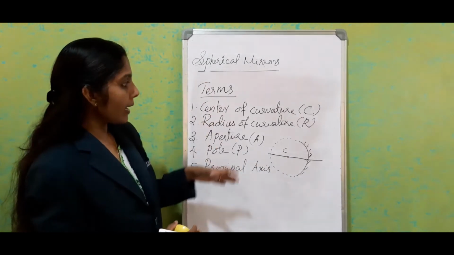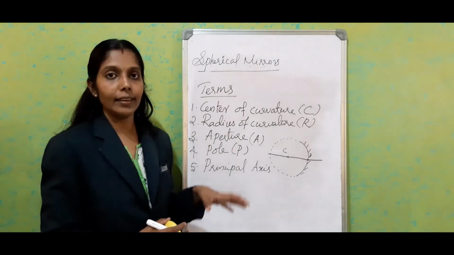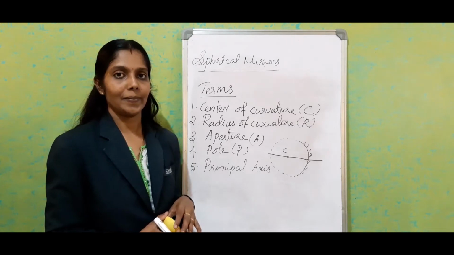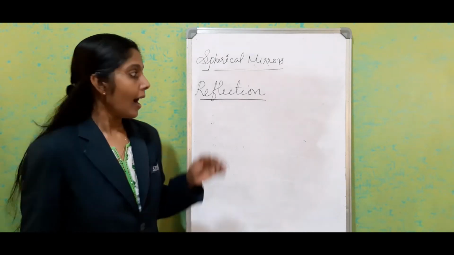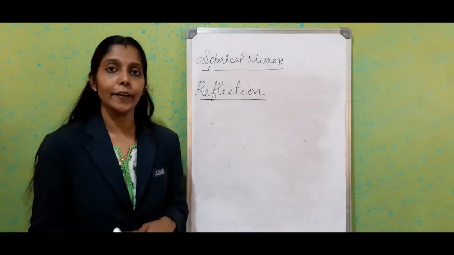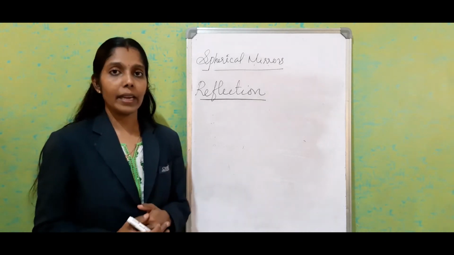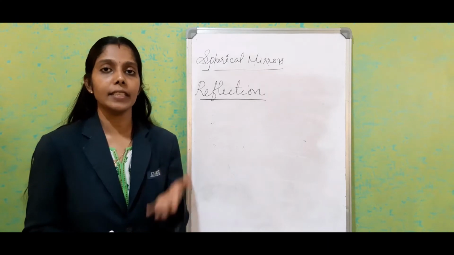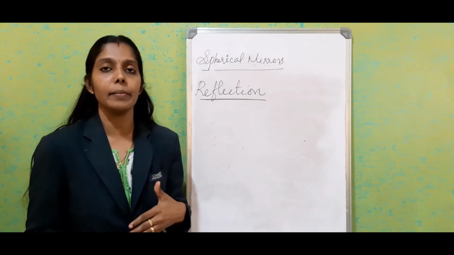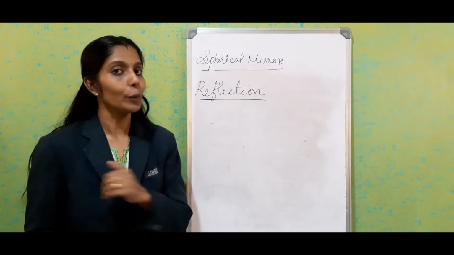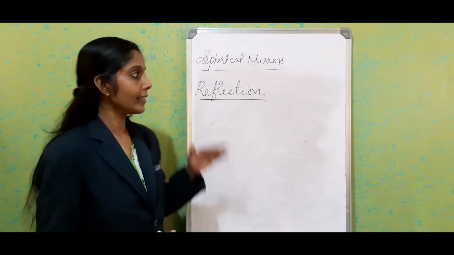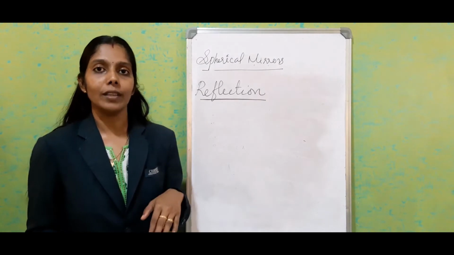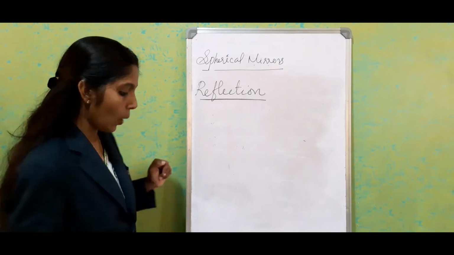So these are the main terms we have to consider in the case of spherical mirrors. Now we will see how reflection happens in the case of spherical mirrors. In plane mirrors we studied that when a ray strikes a plane surface, it returns to the same medium by following the laws of reflection. In the same way, a spherical surface also follows the laws of reflection. Let's see how it is.